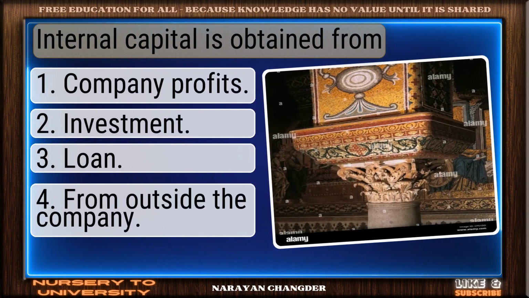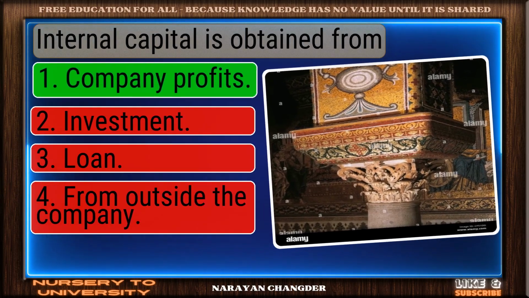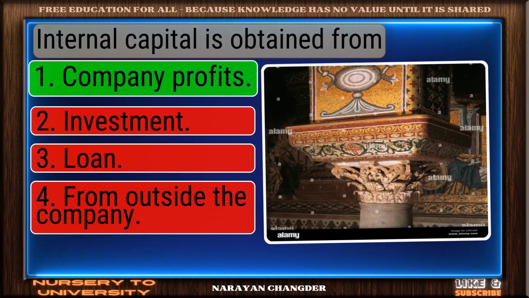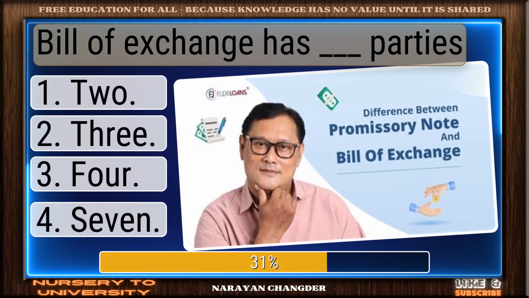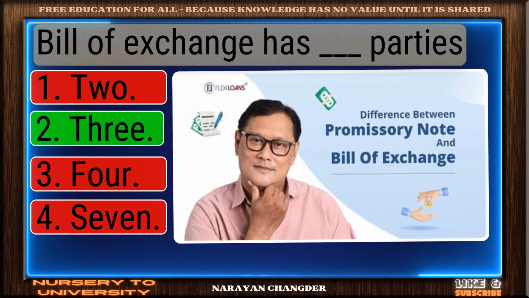Internal capital is obtained from. Right choice. Company profits is the best answer. Bill of exchange has dash parties. Great job. 3 is the accurate answer.